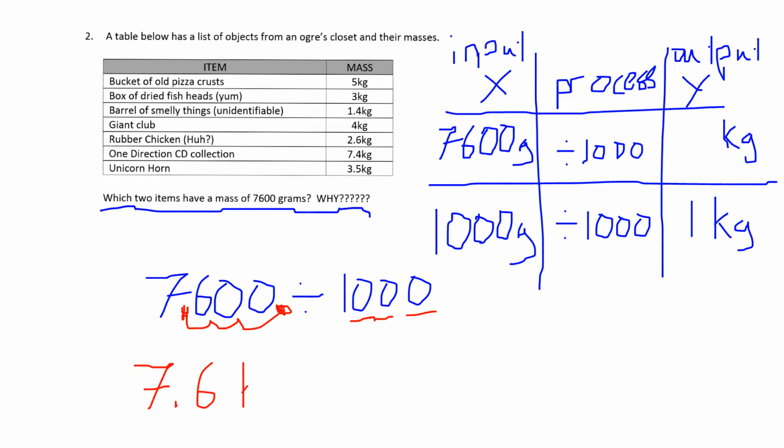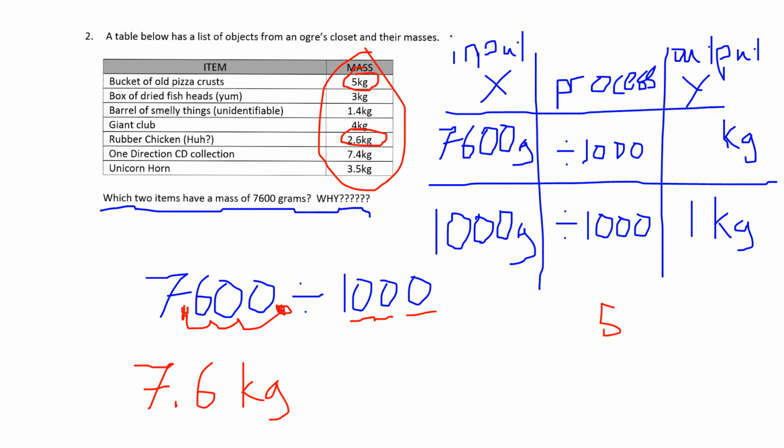So now the question is, what two masses equal 7.6? Now it's just a matter of figuring out which ones add together to make 7.6. Well, let me look at the bucket of old pizza crust, the 5 and the 3 here. 5 plus 3 is 8. Well, that's not going to work. I need to get 7.6. So the question is, are there two numbers that give me 7.6? And what I'll see is if I use this 5 kilograms here and this 2.6 down here, that's going to equal 7.6.